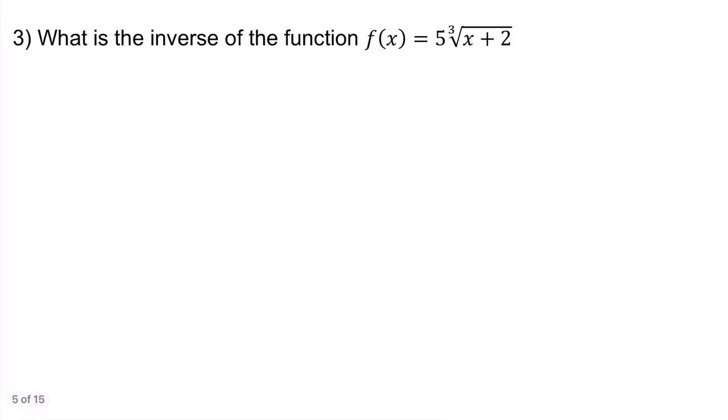So now let's try this problem. It wants us to find the inverse of f of x equals 5 cube root of x plus 2. So remember, same steps. We're going to do f of x is y. So we have y equals 5 cube root of x plus 2. And now we're going to switch x and y. So we have x equals 5 times the cube root of y plus 2.